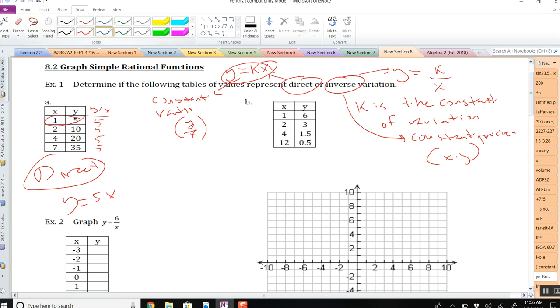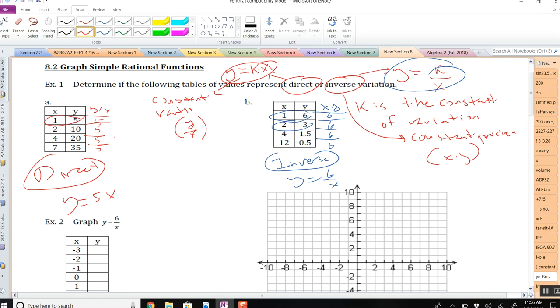Here, we'll use a different color, blue. If you make a column of the product of these, you're going to get 6 every single time. So this is what we call inverse variation. And the relationship will be y equals 6 over x. If you were to plug in 6 for y, 1 for x into this formula right here and solve for k, you would get 6. So that's basically what we see happening with that one.